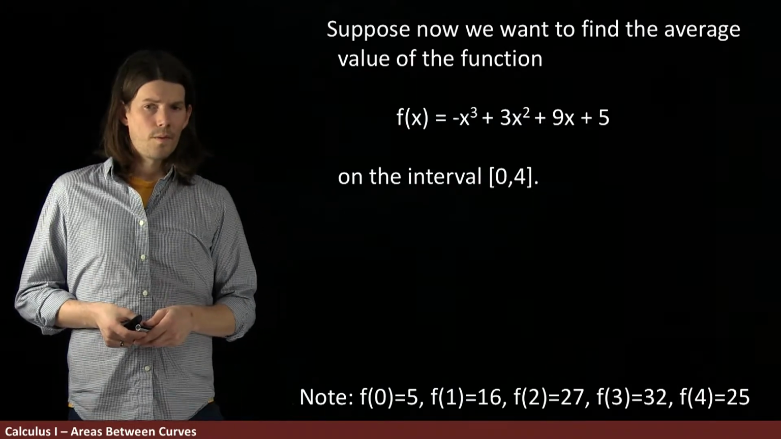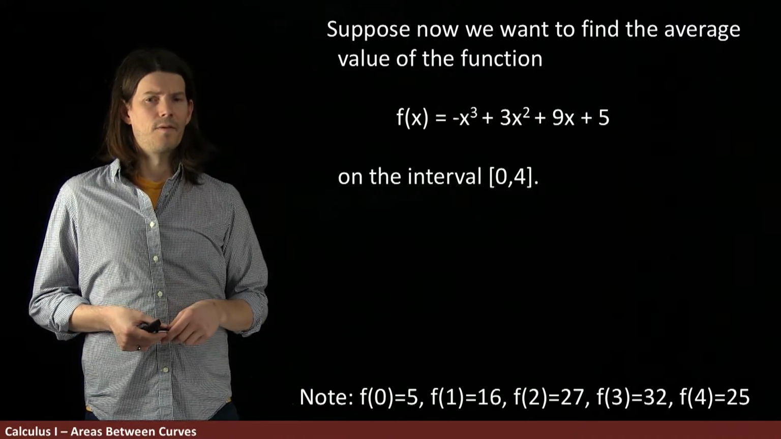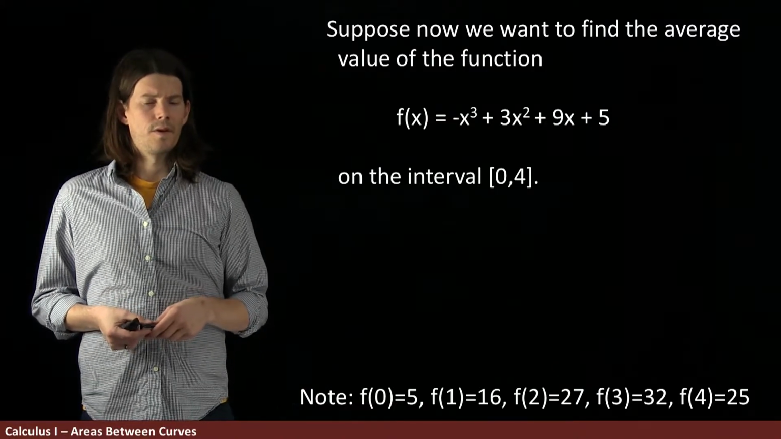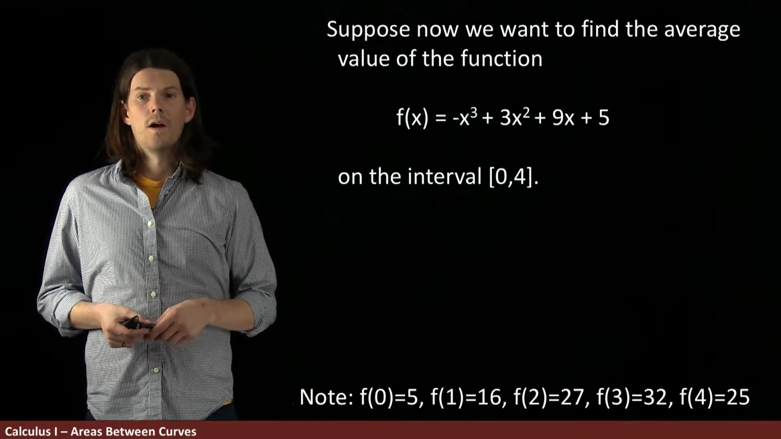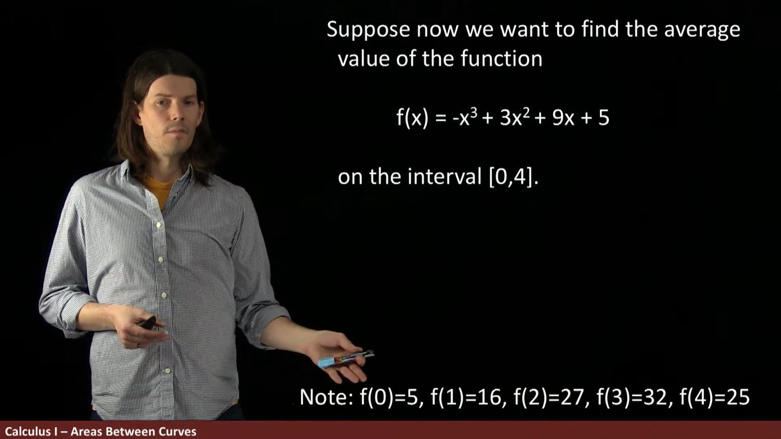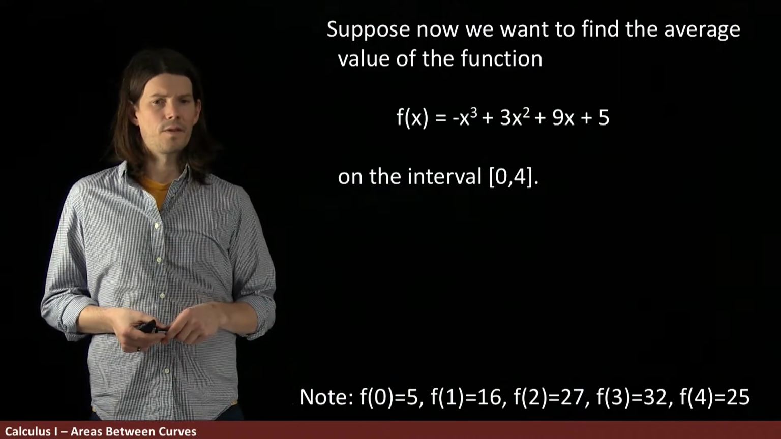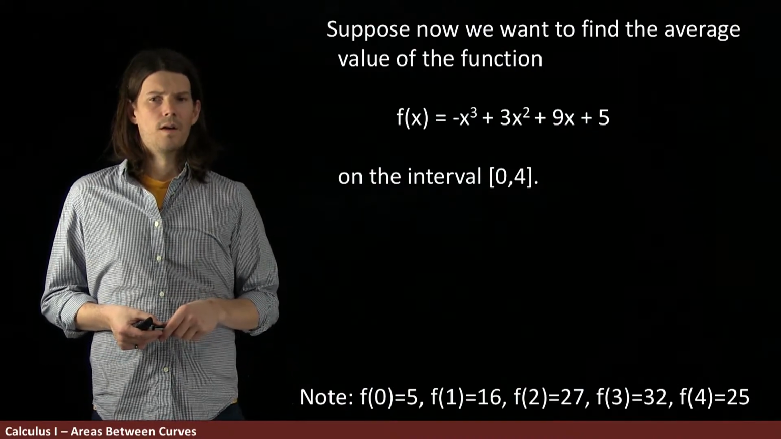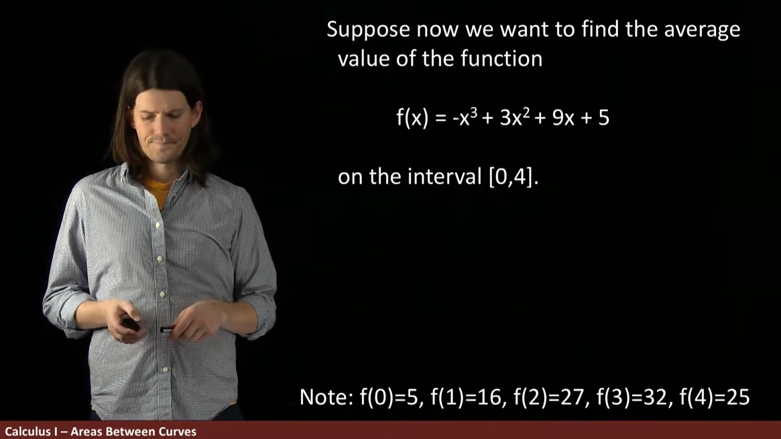Now, one thing we might note here at the bottom, we said f of 0 is 5, f of 1 is 16, and so on and so on, those different function values. You can verify that for yourself if you like. Those are exactly the numbers that we had from before when we had our discrete example. 5, 16, 27, 32, and 25. So we're going to tie it back into that example from just a few minutes earlier.